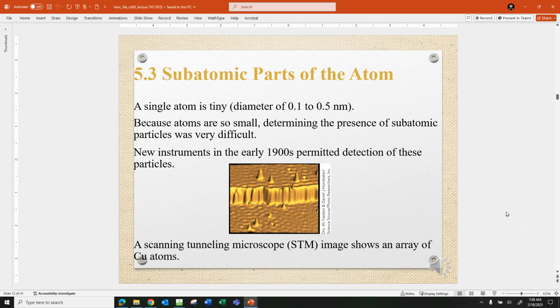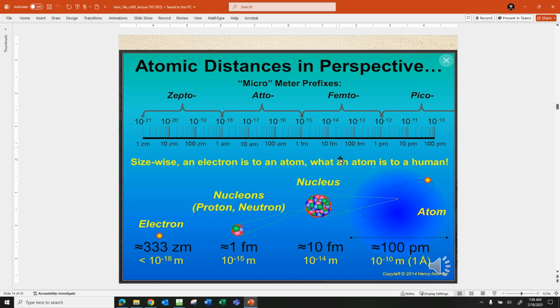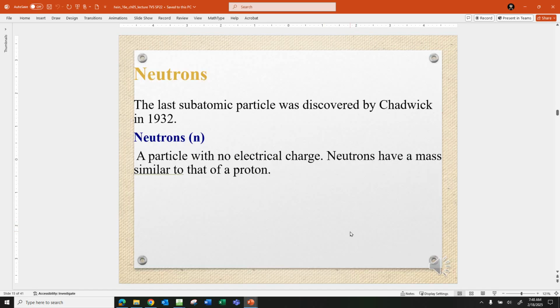Subatomic particles: what I want you to know is that electrons are negative and protons are positive. I'm not really worried about size here, but know where each part is. The nucleus is composed of neutrons and protons, and electrons are on the outside of the nucleus.